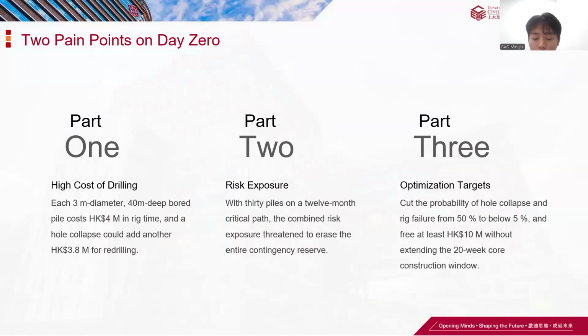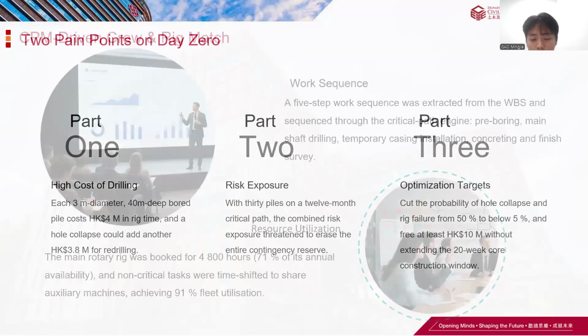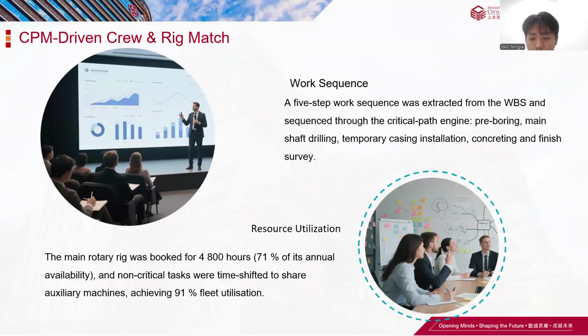Our goals: cut core risks to below 5%, save at least 10 million Hong Kong dollars, and stick to the 20-week core construction window. For resource reallocation, we split the process into 5 steps, using the work breakdown structure and critical path method, staggering non-critical tasks to hit 71% utilization for the main rig and 91% for the fleet.